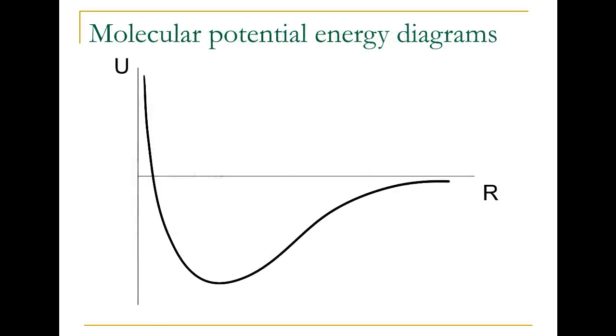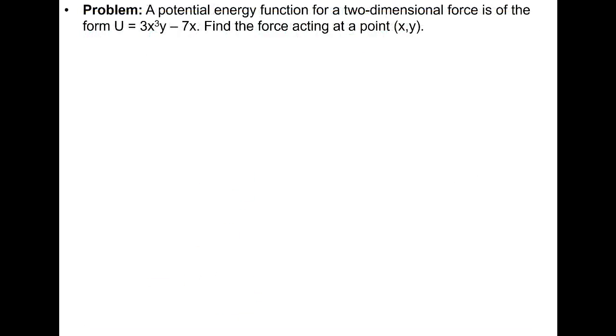Okay, so I'm going to show you a real quick example of this, and I'm going to actually skip through this for a moment, but I'll just point out, notice that right here, this is where F would be equal to 0 because du dr would be 0. So if you have a molecule, this would be the lowest potential energy, and so this length right here is in chemistry what we would call the bond length. So we're going to skip this example. We're just going to do this example.